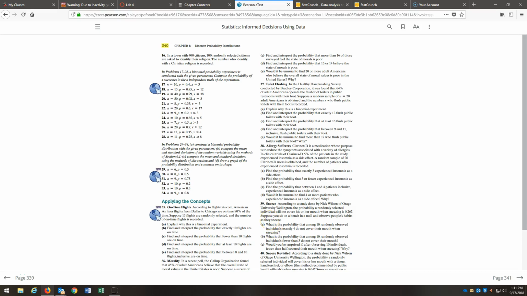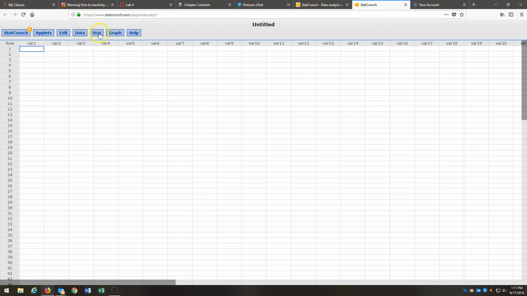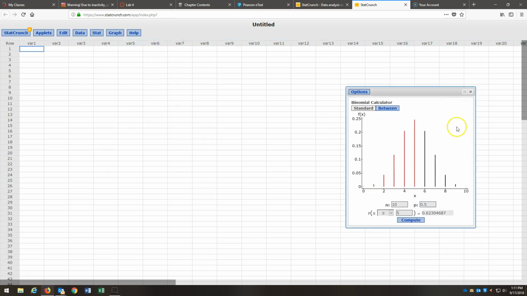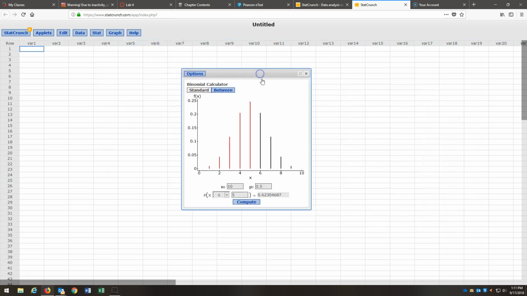This is the demo for Lab 4. The first thing we'll need to do is open up the binomial calculator in StatCrunch. And today we'll be using the binomial calculator as well as the normal distribution calculator. In StatCrunch, if you click Stat, then Calculators, then select Binomial, we get the binomial calculator.